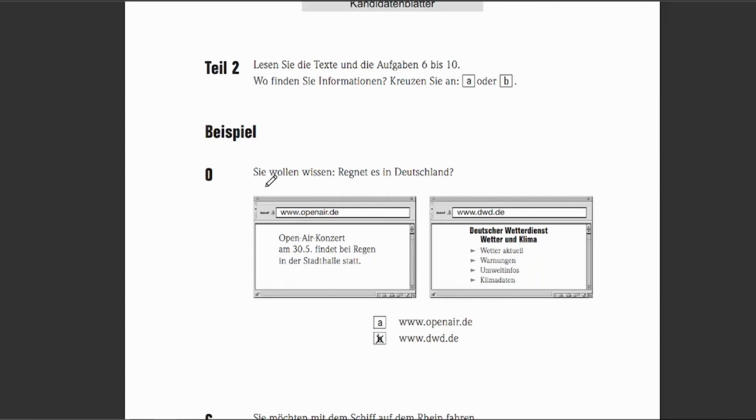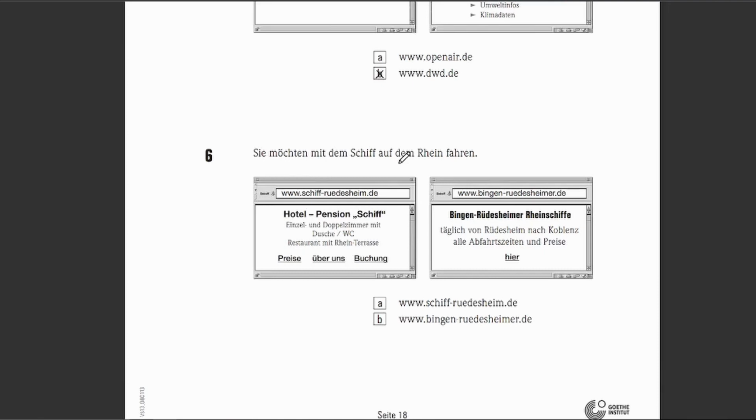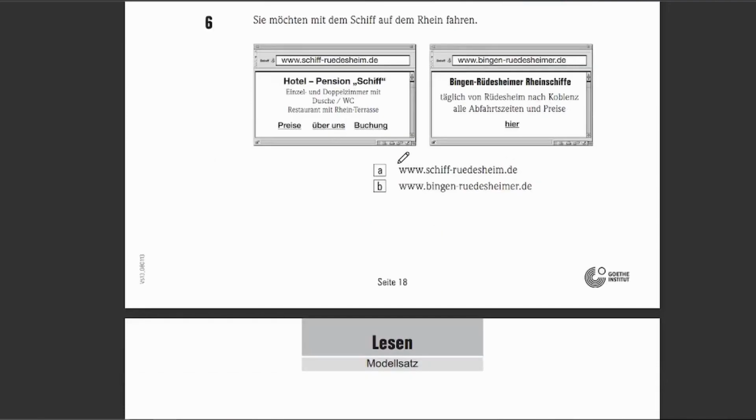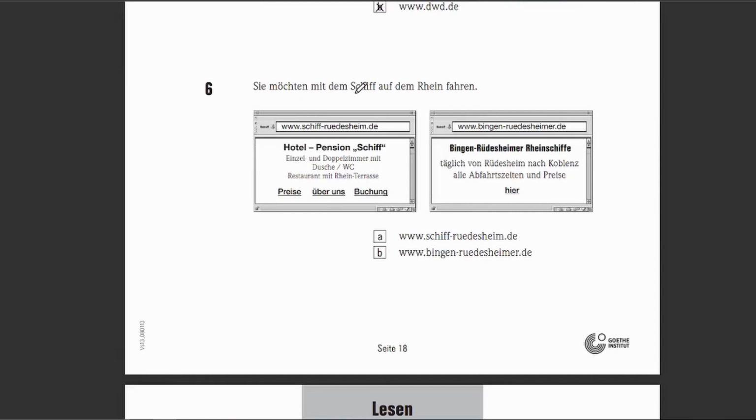So that's how we have to read the question and find out what is the most suitable answer that will help. Correct? So let's go for the actual question here. Sie möchten mit dem Schiff auf dem Rhein fahren. So you would like to drive the ship or a small boat across the river Rhine. Rhine is the name of the river. You have to find out which one is most appropriate for this activity or what you would like to do.